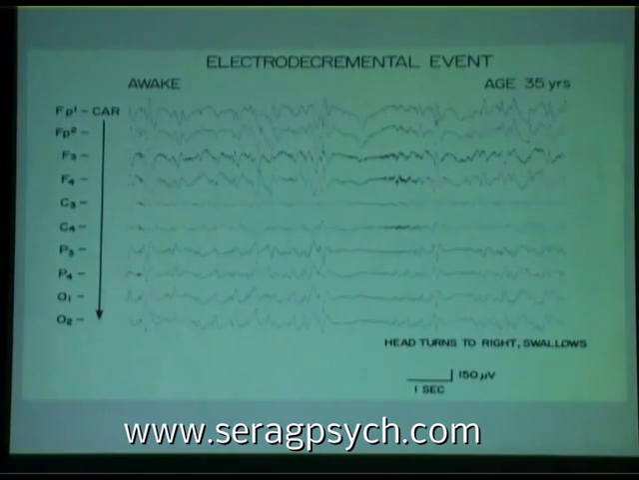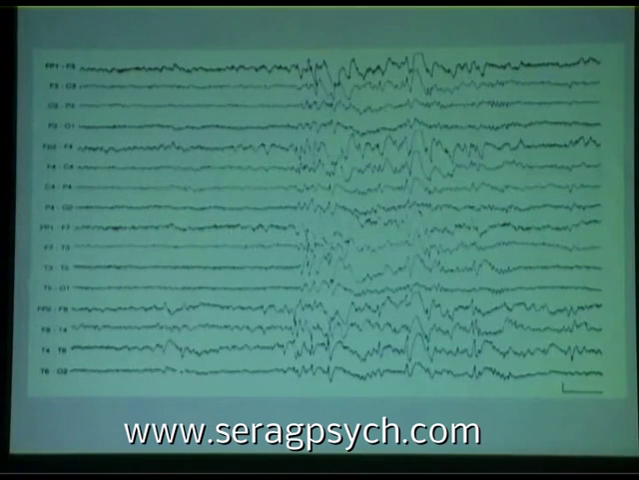And this is the electrodecremental event seen in infantile seizures. Next, please. And this is an example of what's called secondary bilateral synchrony. It's not the best example, but the best one I can find. This is an adult: left parasagittal, left temporal, right temporal. Notice the difference between the right temporal region and the left temporal region.